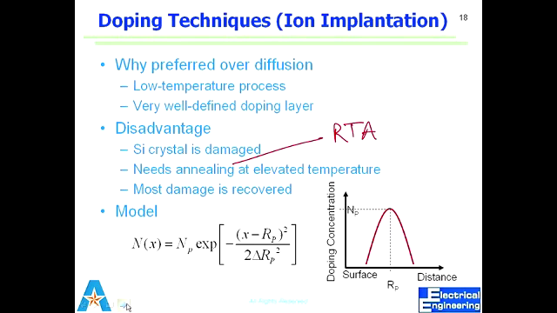So we do two steps, diffusion and implantation, and they are always followed by annealing. It's a low temperature process, very well defined doping, but there's more damage, and the annealing is done at high temperature in this case. But we recover most of the damage. So the profile for this is Gaussian, so the fixed diffusion model doesn't apply here.